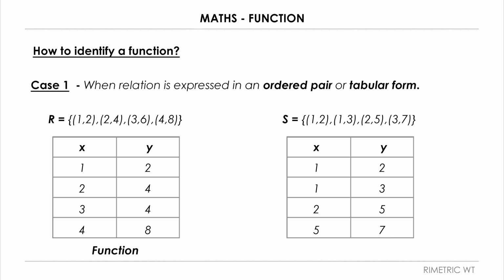On the next relation, relation S, 1 is repeated, meaning 1 is paired with 2 and 3. Therefore, it is not a function. Notice that it's perfectly acceptable for members of the range to be repeated. However, members of the domain must not be paired with different outputs, as shown on the screen.